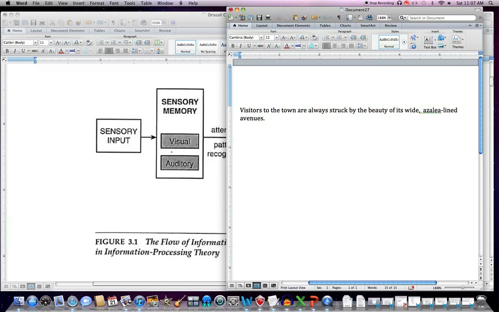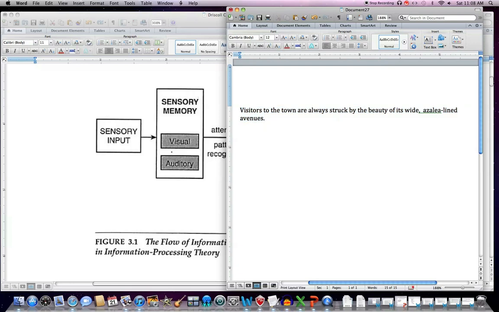The example is the one that's given in Driscoll's book. She talks about a young reader, a novice reader, an elementary school student, and she's reading a story about a small village, and she comes to this sentence here. Visitors to the town are always struck by the beauty of its wide, azalea-lined avenues.